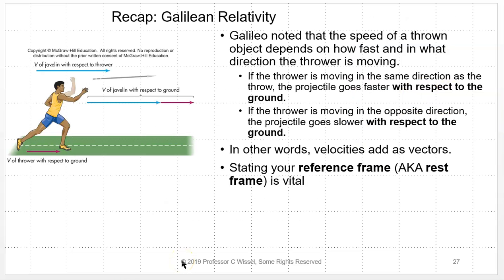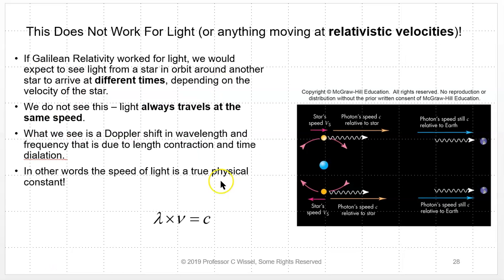Now for a recap of Galilean relativity. Galileo noticed that the speed of a thrown object depends on how fast and in what direction the thrower is moving. If the thrower is moving in the same direction as the throw, the projectile goes faster with respect to the ground. If the thrower is moving in the opposite direction, the projectile goes slower with respect to the ground. In other words, velocities add as vectors, and stating your reference frame, that is your rest frame, is still absolutely vital. Now, Galilean relativity does not work for light or for anything moving at relativistic velocities. You can't just add velocities up.